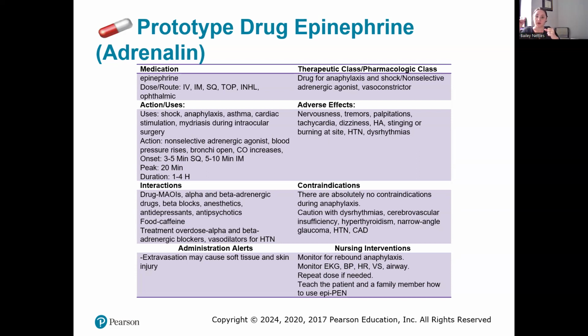Okay, you have to monitor their EKG, blood pressure, heart rate, vital signs, airway. Obviously, they're in anaphylactic shock. Okay, repeat the dose if needed. Tell the family and the patient how to use an EpiPen properly.